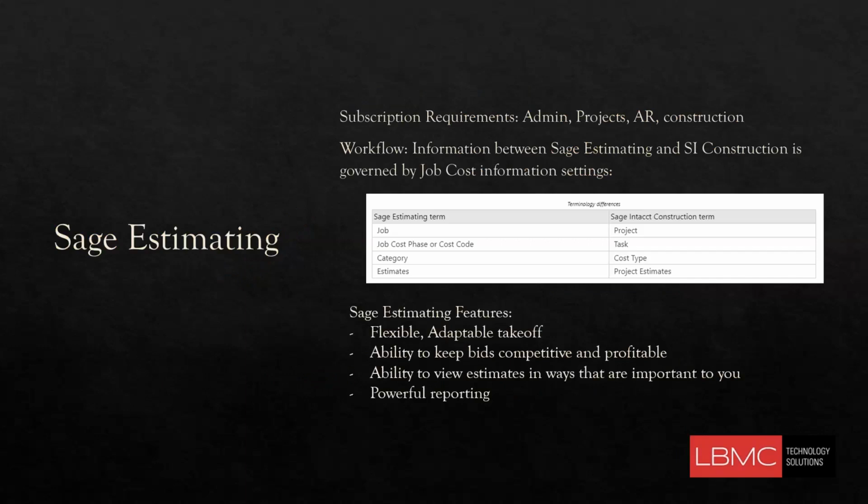So Sage for a while has had its own estimating tool. This system does sit outside of Sage Intacct, but now if you have Sage Estimating and you're running Sage Intacct, you can now integrate those two things together. Your subscription requirements in relation to Sage Intacct: you need to have admin, projects, accounts receivable, and the construction module. As long as you have those four areas, then you can integrate Sage Estimating into Sage Intacct.